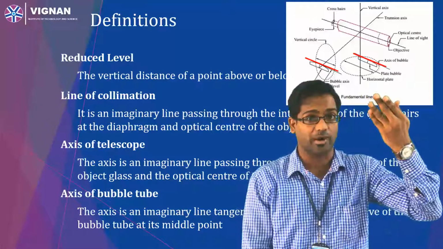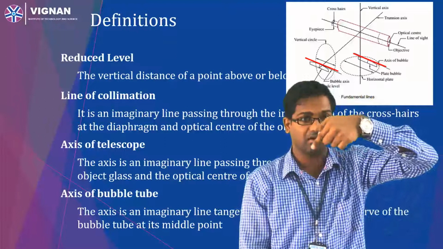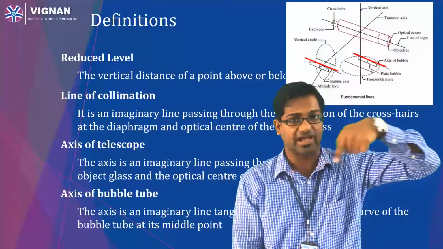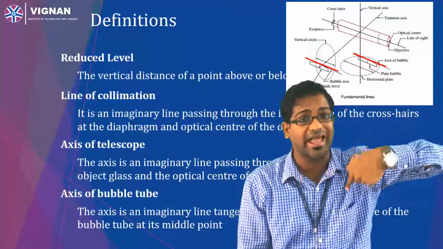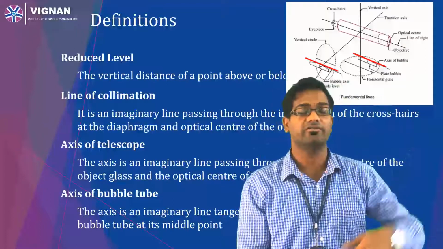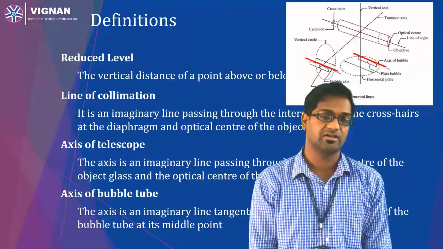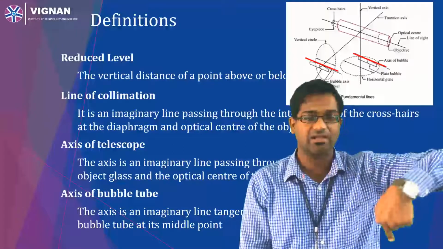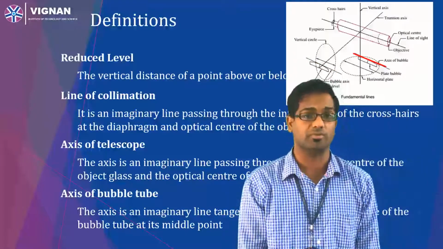Now imagine a bubble. You have a midpoint there, right? On either side, if you draw a tangential line, the tangent makes a 90 degree angle with the radius. If you draw a tangential line to the bubble, then that line is called the axis of bubble tube.